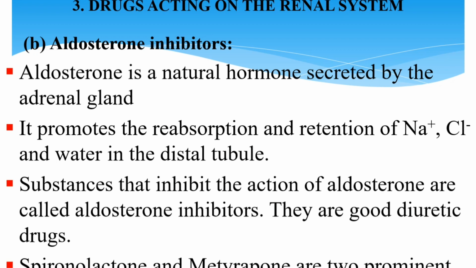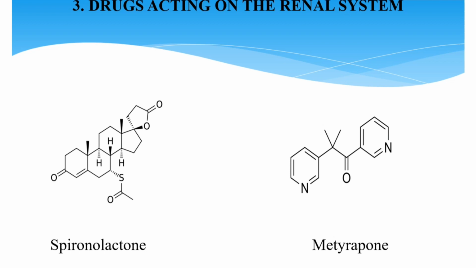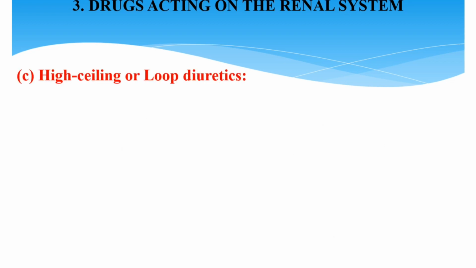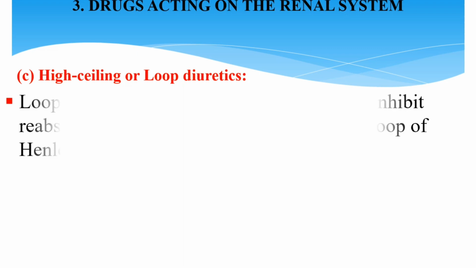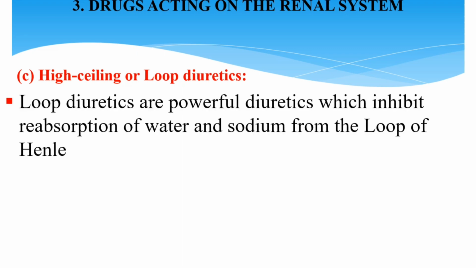Earlier we have seen weak diuretic drugs. These are good diuretic drugs. Spironolactone and metirapone are the two prominent diuretic drugs. You can see here their structure. High ceiling or loop diuretics. Loop diuretics are powerful diuretics which inhibit reabsorption of water and sodium from the loop of Henle. We have seen the distal tubule; from different places the reabsorption can be prevented. High ceiling or loop diuretics prevent reabsorption in the loop of Henle.